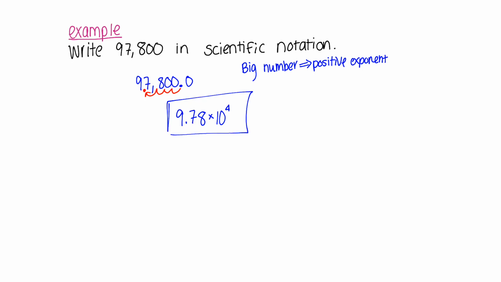So in these ones, you'll just be switching back and forth between standard notation and scientific notation. It's going to give you a little bit of each. Just remember, big number, positive exponent, and then it's just the number of times you moved your decimal point. You got this.